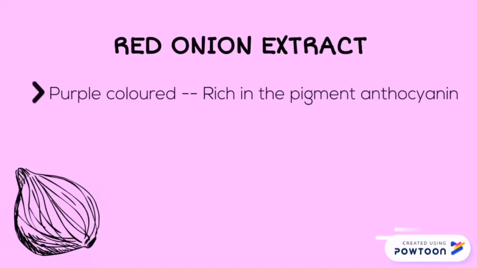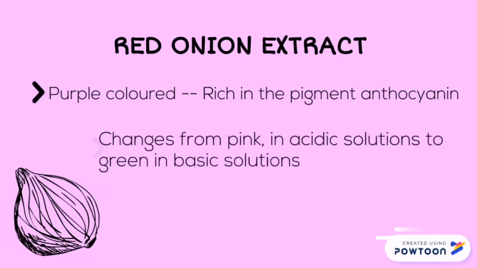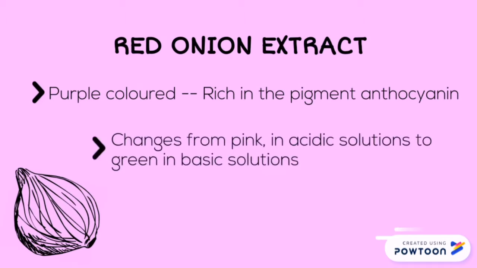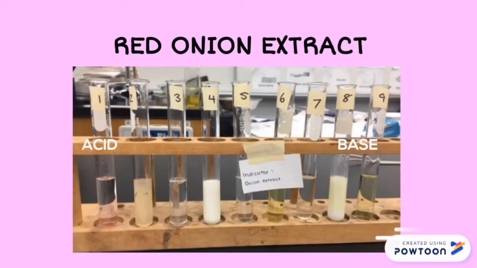Red onion extract can also be used as a natural indicator. It is purple in color because it is rich in the pigment anthocyanin. It changes from pink in acidic solutions to green in basic solutions. Although the colors in this picture are hard to see, it demonstrates how red onion extract turns pink in acidic solutions and green in basic solutions.